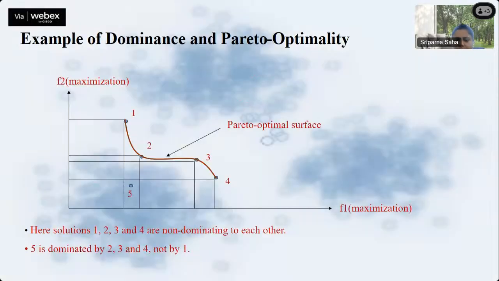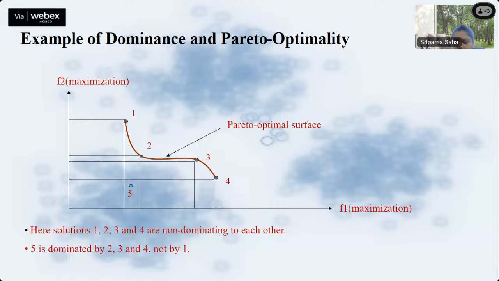Here in this example, I have shown what the non-dominated set of solutions is. If there are two objective functions f1 and f2, both of maximization type, then solutions 1, 2, 3, and 4 are non-dominated with respect to each other. For example, compare solution 2 and solution 3. Solution 2 is better with respect to f2, but solution 3 is better with respect to f1. So we cannot say solution 2 dominates solution 3 or solution 3 dominates solution 2. So solutions 2 and 3 are non-dominated with respect to each other.